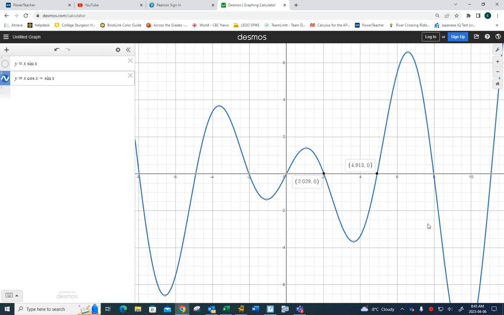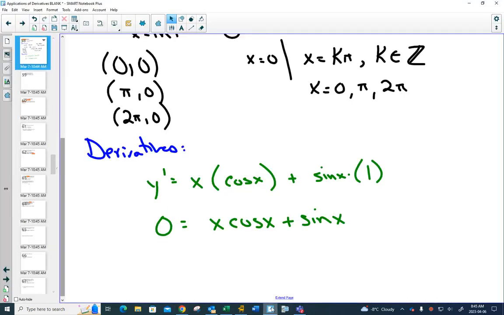we can find out that our derivative is equal to 0 at 0, 2.029, and 4.913. So going back to our equation, I think the only one you could probably do mental math-wise is figure out the 0, because this would be 0, and sine of 0 is 0, but the other ones aren't so easy. So we've got x equals 0, 2.029, and 4.913.